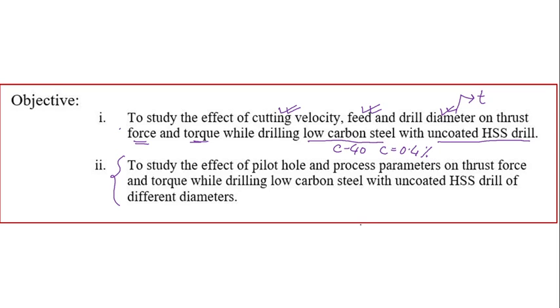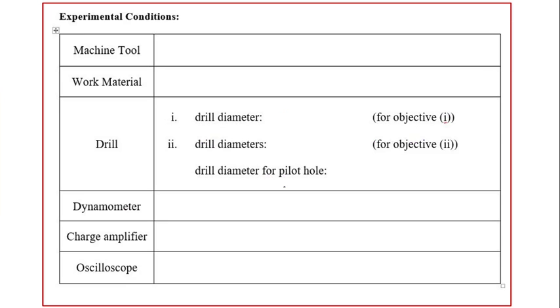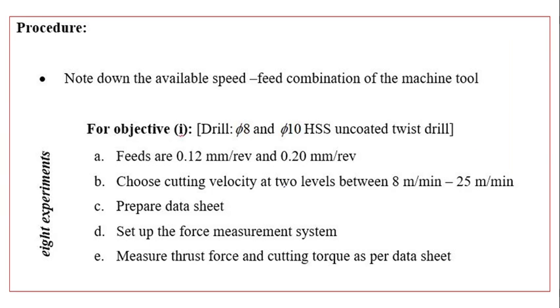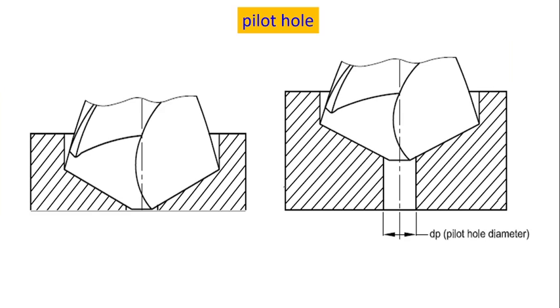In objective number 2, we will do the same thing but with the existence of a pilot hole. So what is the pilot hole? That we will find out. So this is the pilot hole. First let us have a look. So this is the normal drilling process. This is being fed in this direction and this is the hole which is being created.